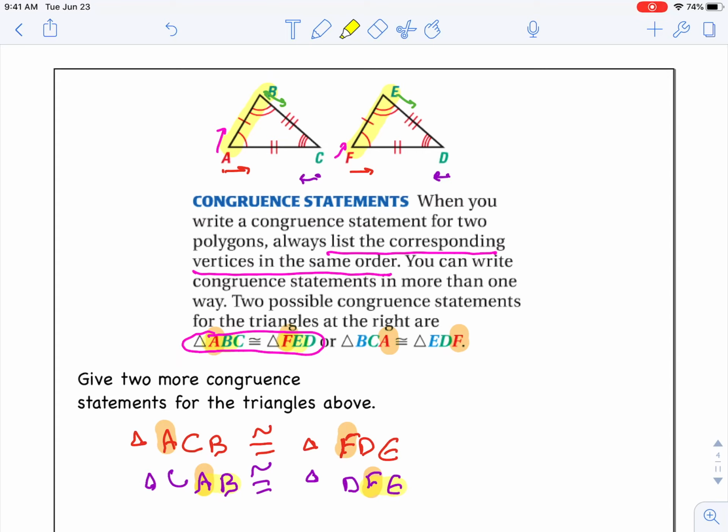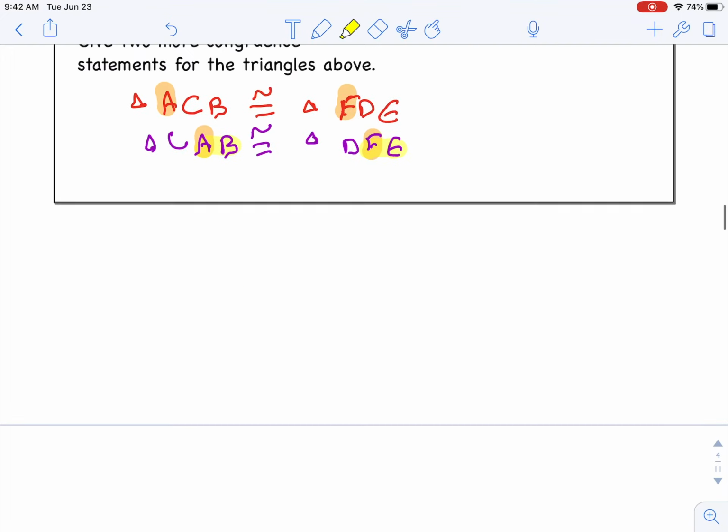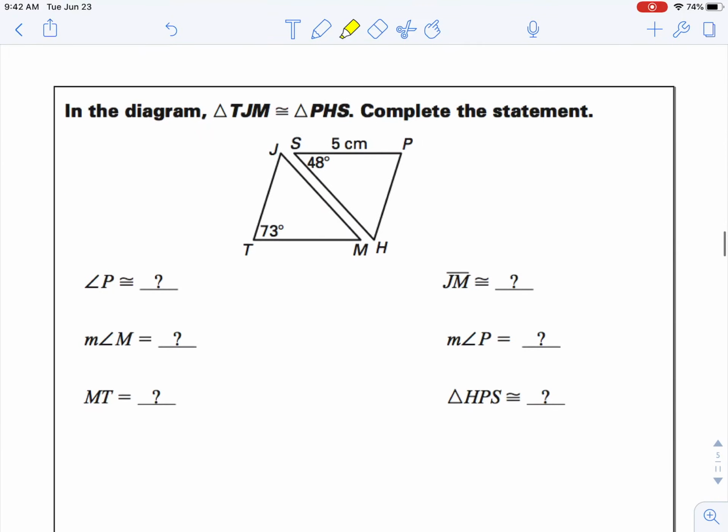Now sometimes you have to sort of jump around, like in this one, AB are on the outsides and FE are also on the outsides. But pay attention to that because it is really important, and especially if we're going to prove two triangles are congruent, which we will do later on, order matters when you're justifying your work. So let's try some examples here.